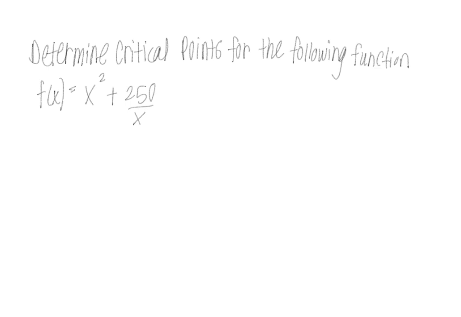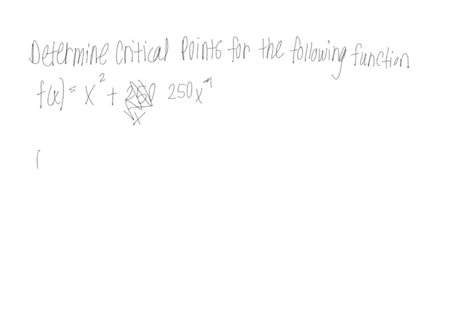So we are determining the critical points for the following function. In order to determine those critical x values, what you'll need to do is set the derivative of the original function equal to 0. And our derivative, let's see, I'm going to rewrite 250 over x as 250 x to the negative 1.